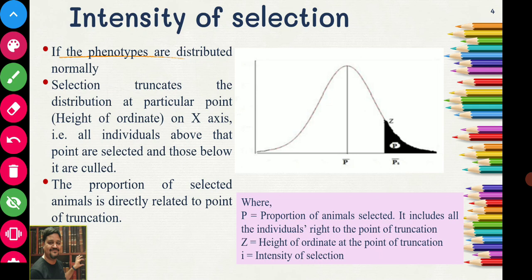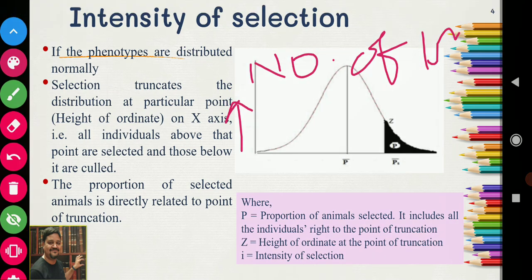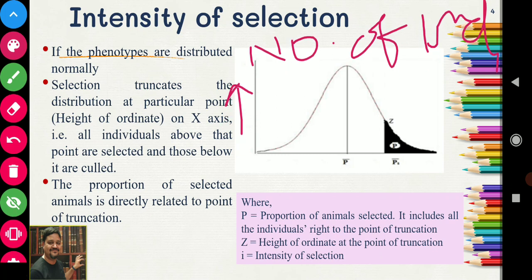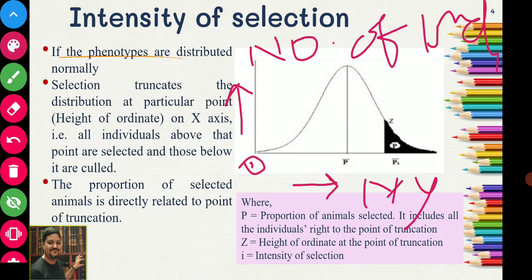Here, suppose on the y-axis there is number of individuals, and on the x-axis it is milk yield. Suppose milk yield is starting from 0 to 10 liters. Suppose this is 1 liter.